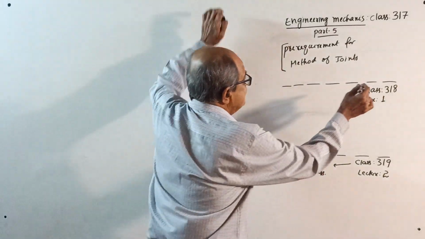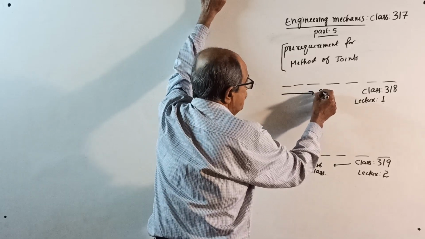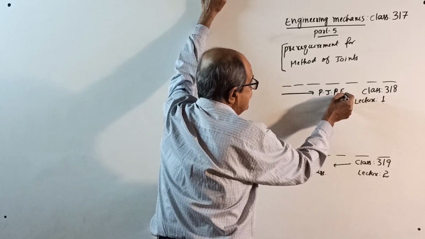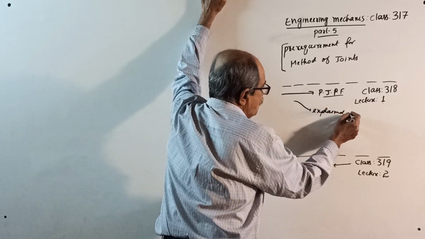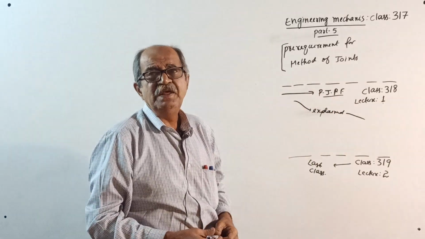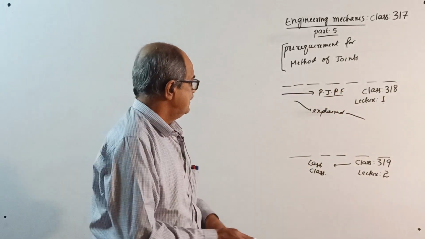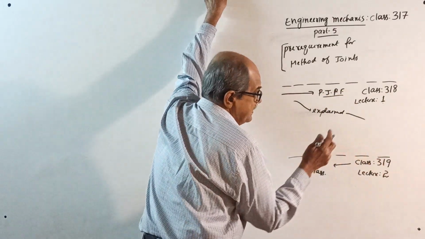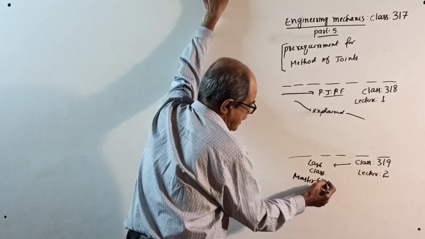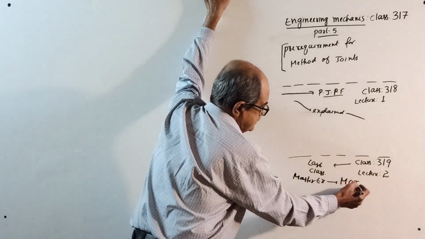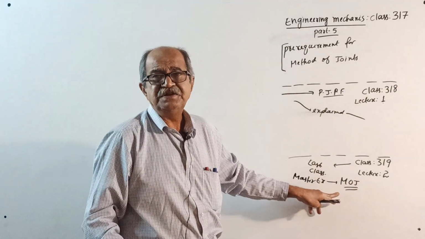Next, class 318 is lecture number 1 for analysis of statically determinate pin-jointed plane frames. Here, I explained what pin-jointed plane frames are. So many things are explained. This is a full theoretical class. Go through this class also. Then the last class, class 319, was a master example for method of joint. And one more thing, I told you the procedure is still not given.